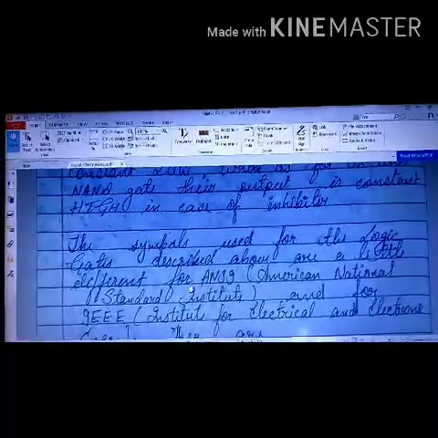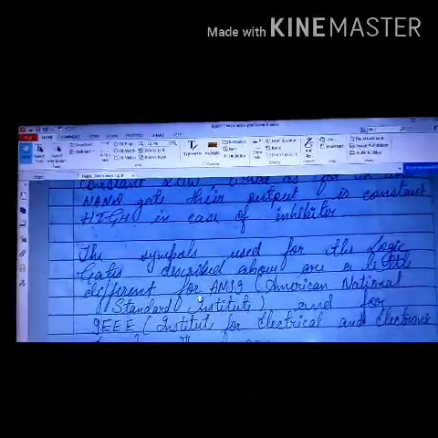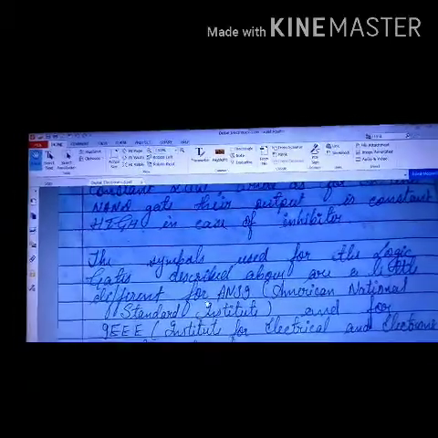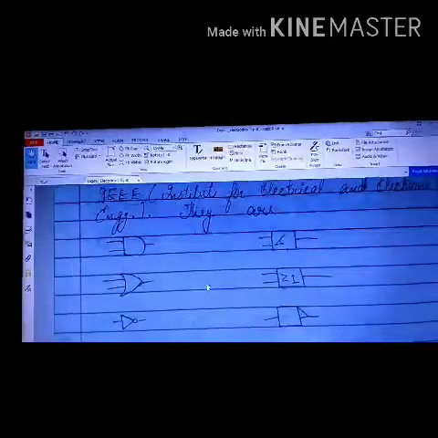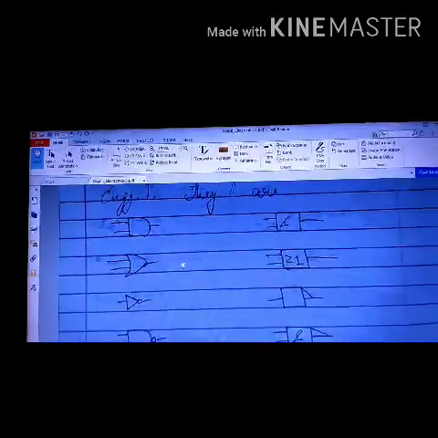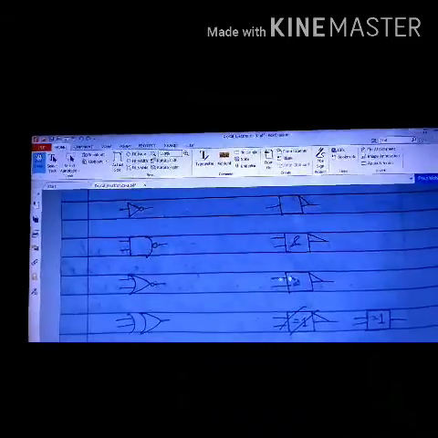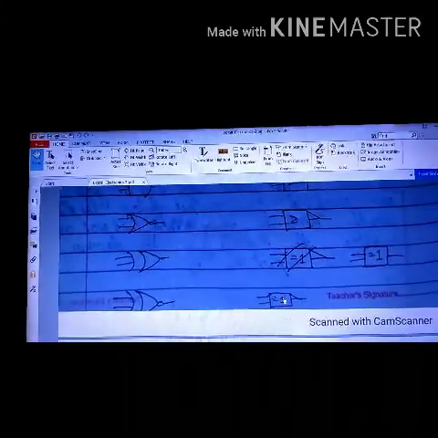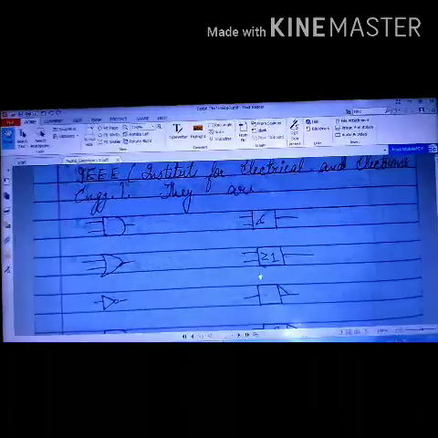Okay, now the symbols used for the logic gates described above are a little different for the American National Standards Institute and for the IEEE, the Institute of Electrical and Electronics Engineers. So these circuits can be represented by these symbols as well. This is for AND, this is for OR, this is for NOT, this is for NAND, NOR, XOR and XNOR. Okay, now in the next lecture we are going to look at Boolean algebra. This is all for the present lecture. Thank you.